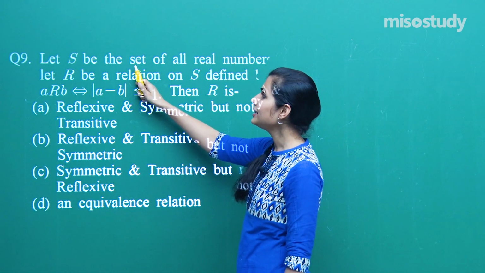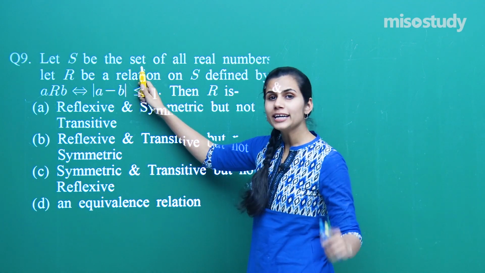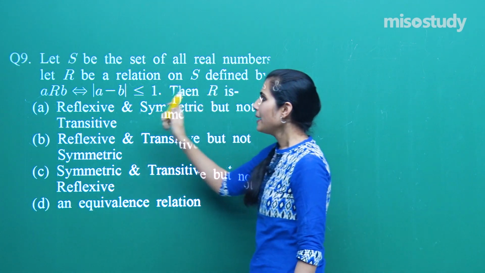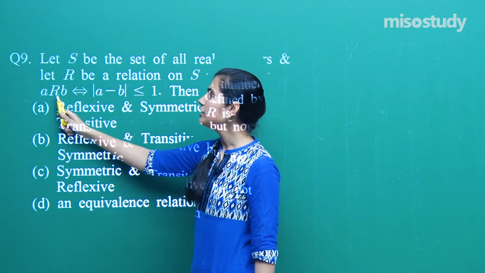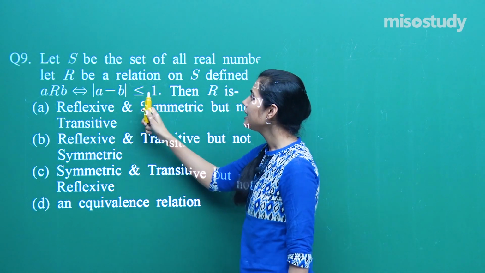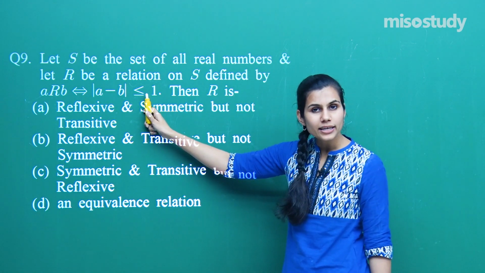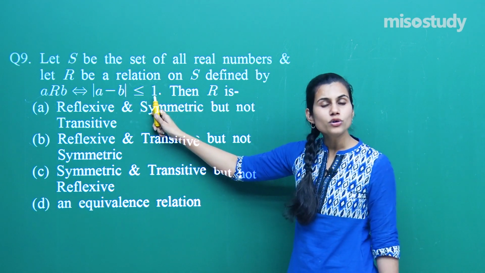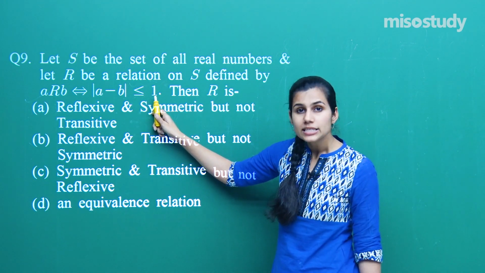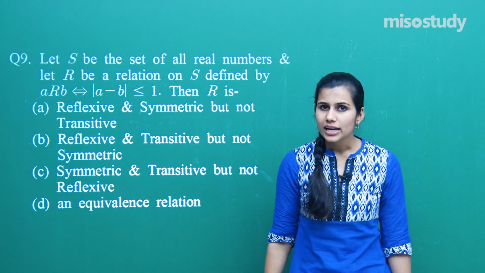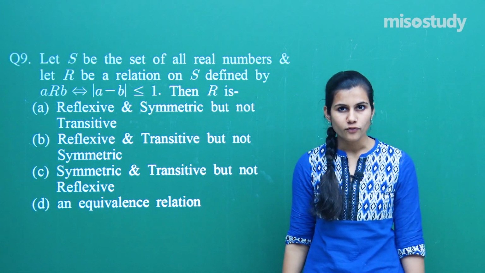Over here we are given the set of all reals denoted by the letter S, and R is a relation which says that A is related to B under the relation R provided the distance between A and B is less than or equal to 1. Then we have to check which of the rules of reflexivity, symmetricity and transitivity this relation holds.